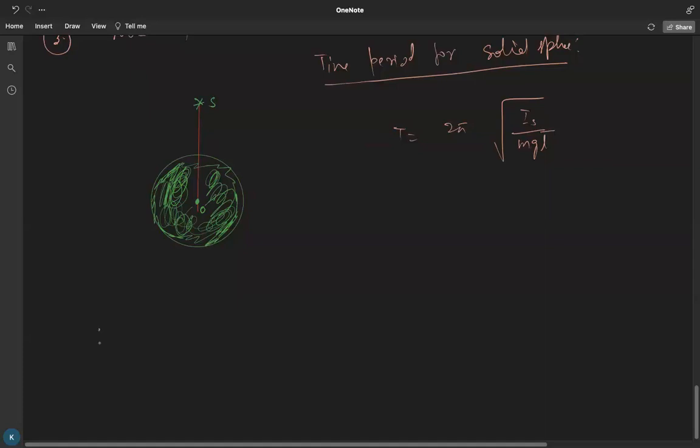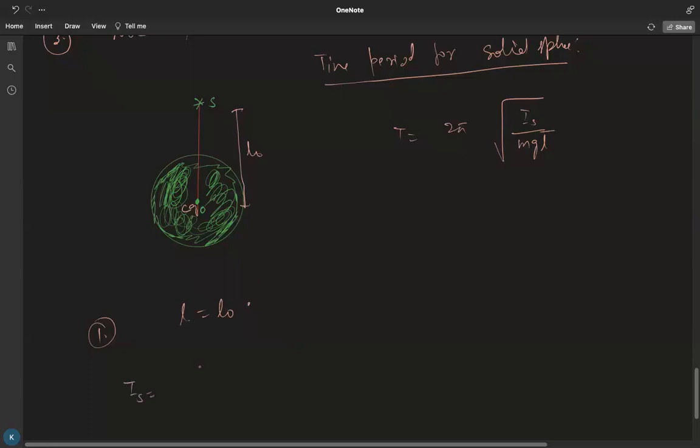So the first thing we have to find is the center of gravity, which lies at the center of the sphere. The distance between the suspension point and the center of the solid sphere is given, which is equal to L. So this is its center of gravity, and the second thing is L is equal to L naught. This is given. Now you have to find the I about the suspension point.